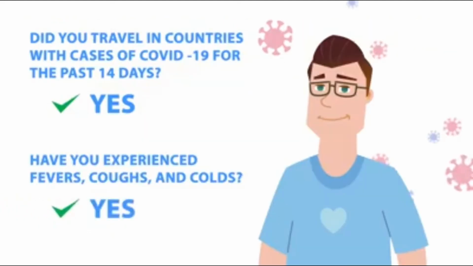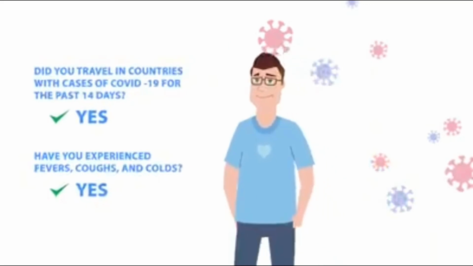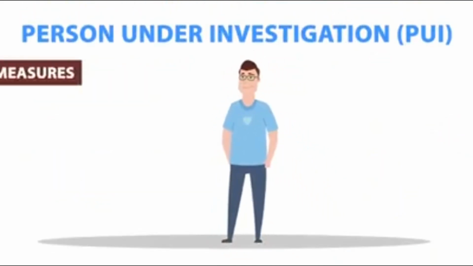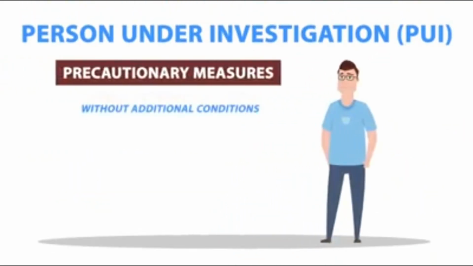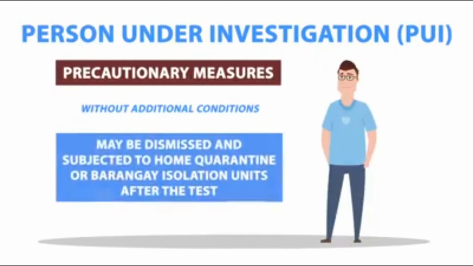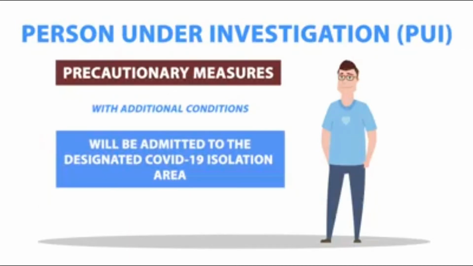If you feel such symptoms, you are automatically considered as PUI. Those without condition in addition to the COVID-19 symptoms may be dismissed and subjected to home quarantine or barangay isolation units after the test. People with additional conditions will be admitted to the designated COVID-19 isolation area.